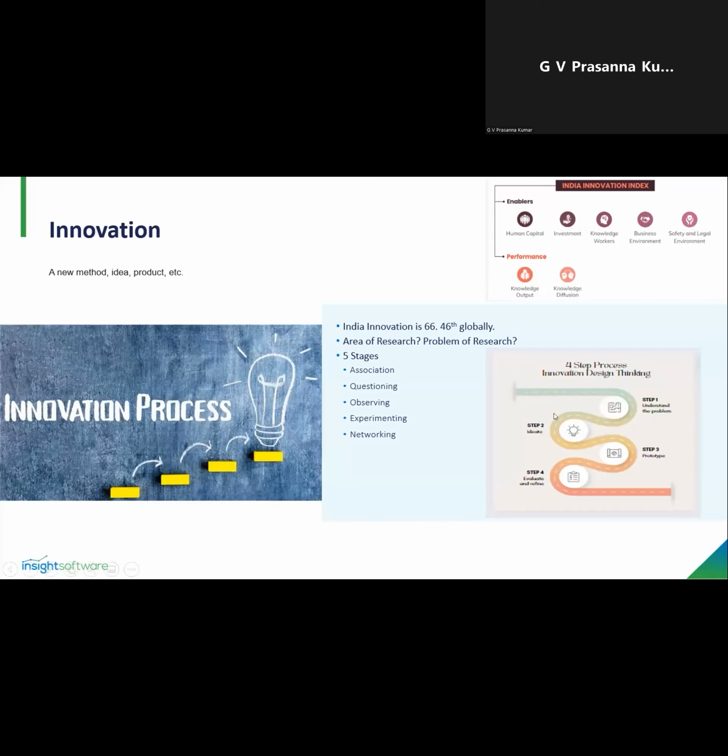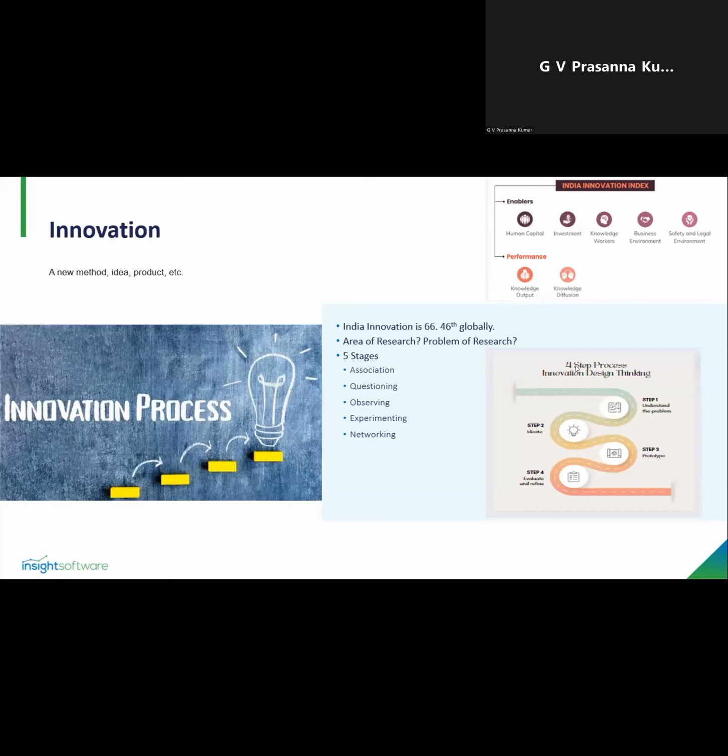Now, looking at Indian innovation from the state standpoint, we are at 66. If we go to the global level, we are at 46th position. These are different kinds of indicators which the government or Niti Aayog uses to arrive at this value. Now, these are the different areas or enablers which will be used for innovation.